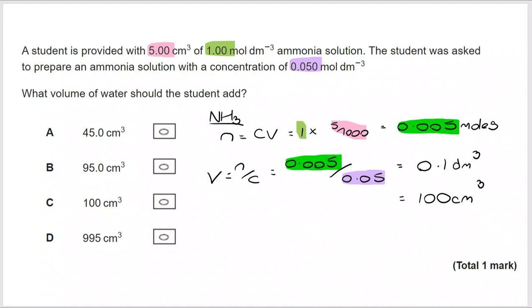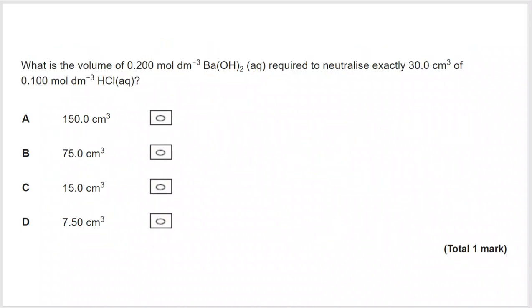But don't fall into the trap of giving answer C, because the question asked, how much water should the student add? We already had 5 centimeter cubed, so 100 take away 5. The correct answer is 95 cm cubed. Next question for you.